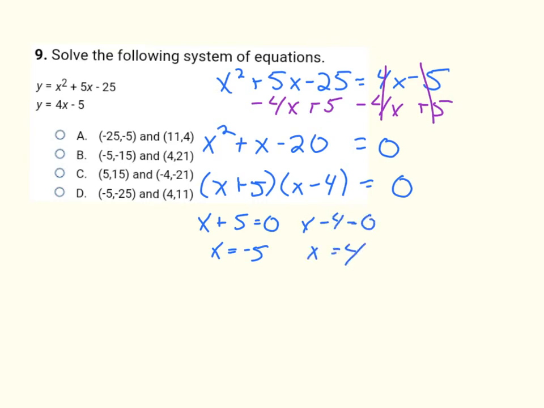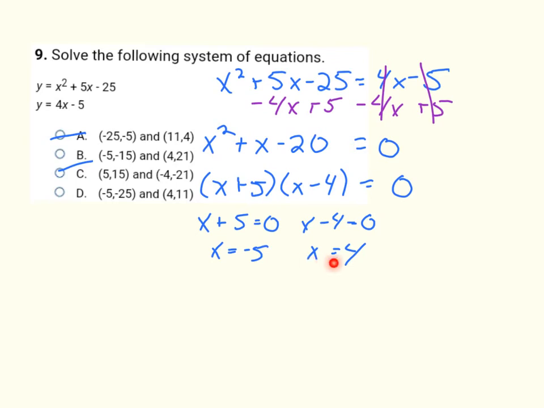So that means I'm going to have a negative 5 and a positive 4 for my x coordinates. So A doesn't have that for its x coordinates. Negative 5, 4. Okay, B does. My x coordinates in C are 5, negative 4. So that's not correct. And then D, my x coordinates are negative 5, positive 4. So it could be D also.